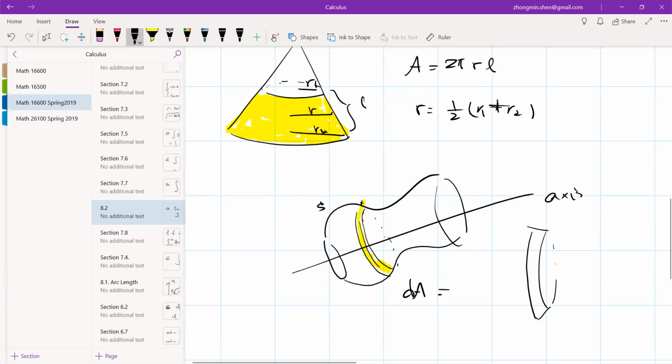So if you take a tangent, if you draw this tangent line, right? So this will be the ds, the arc length. Then the radius, if here's r, okay, is the middle point. So this is going to be approximated by 2 pi r times L. L is ds, okay?